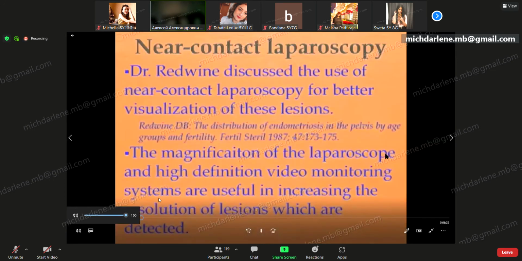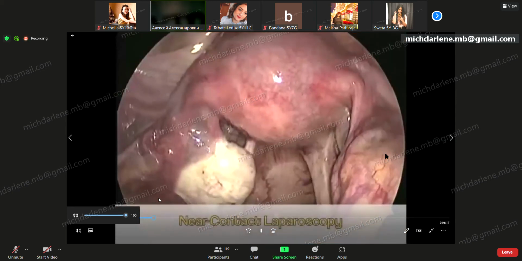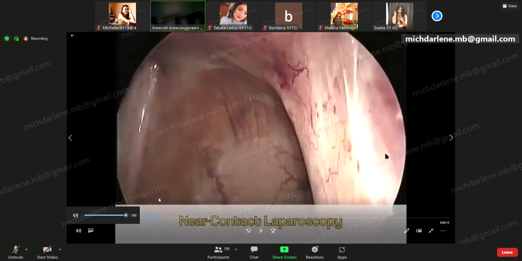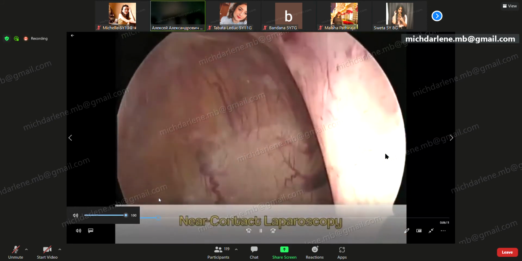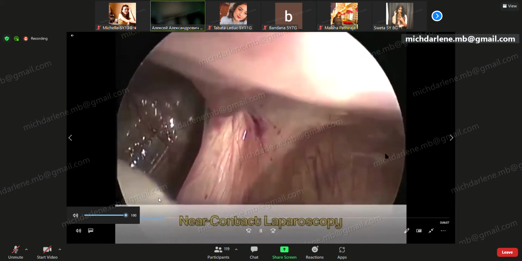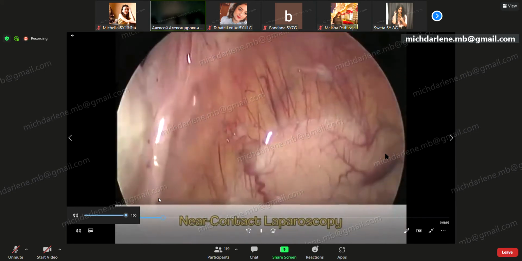Dr. Redwine discussed the use of near-contact laparoscopy for better visualization of these lesions. The magnification of the laparoscope and high-definition video monitoring systems are useful in increasing the resolution of lesions. This technique improves endometriosis detection. Near-contact laparoscopy allows for clear visualization of the endometriotic lesions on the uterosacral ligaments, as seen here.